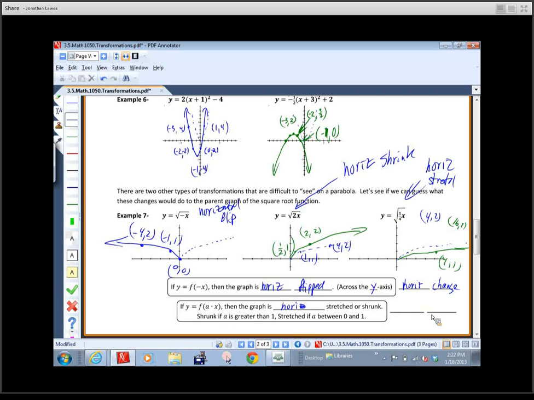Please spend some time thinking about the front and back page of these notes here. We're going to deal with all those other functions that we dealt with before. We're going to do some transformations on those. So please think about it.